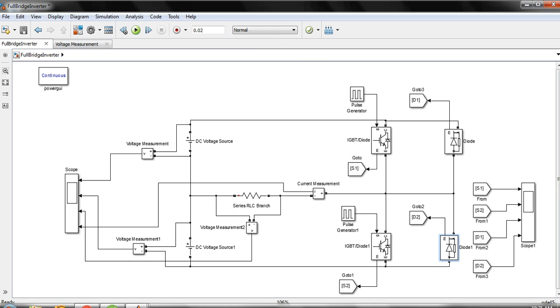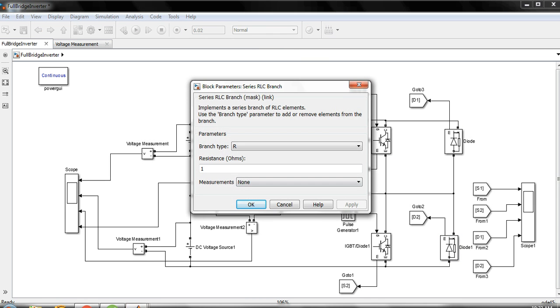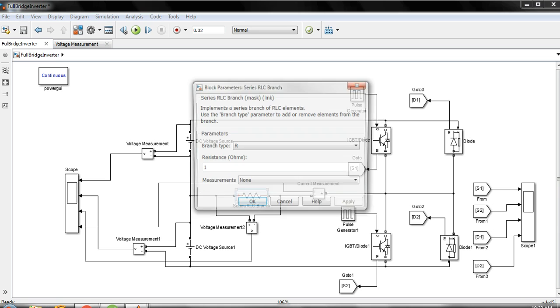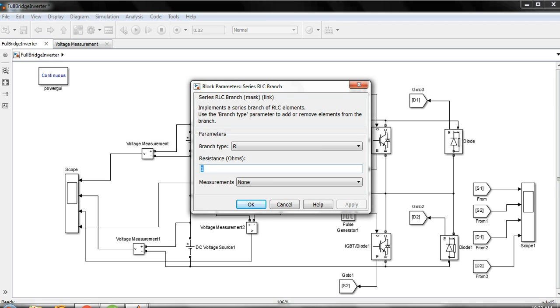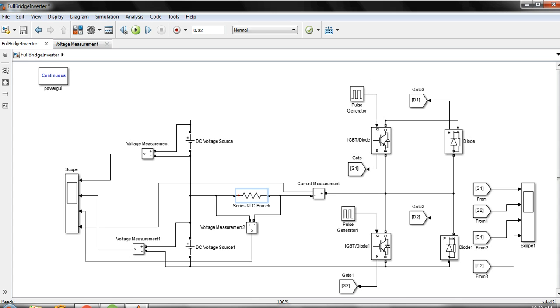So here we have used a load resistance of 1 ohm. As we know, the waveform does not depend on the resistance in the case of a single phase bridge rectifier. The only difference is that the waveform will be different if we use an RL or RLC load. They will not be the same as the input voltages. We will see that in the scope later on when we simulate our file.